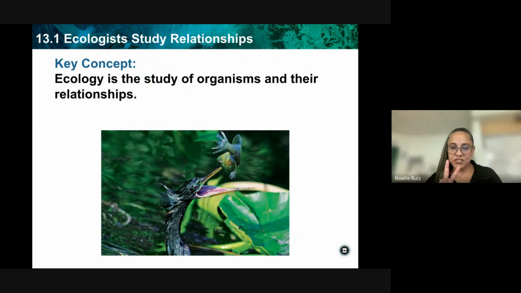So we do two sections together because they're both short. So we group 13.1 and 13.2 together, but our key concept, I don't have an essential question for this one. I don't know why. You guys can make one up if you need them.